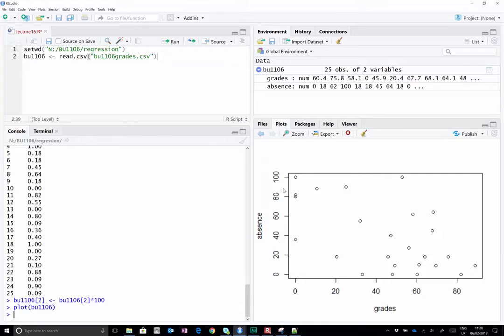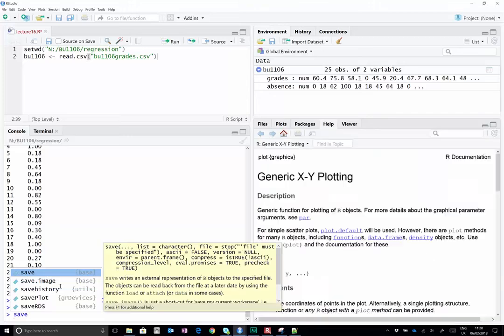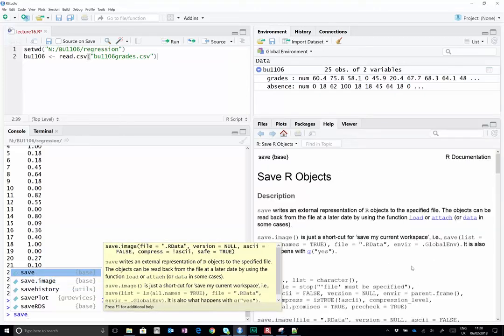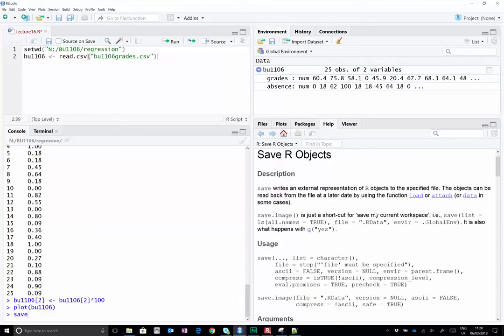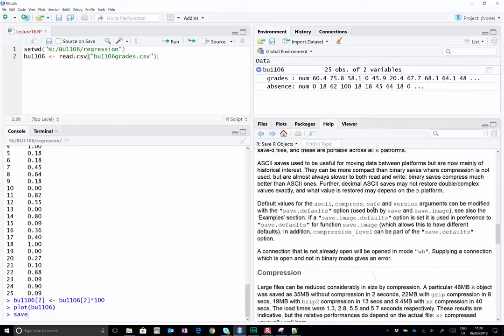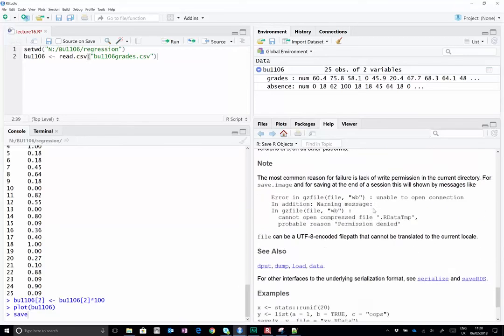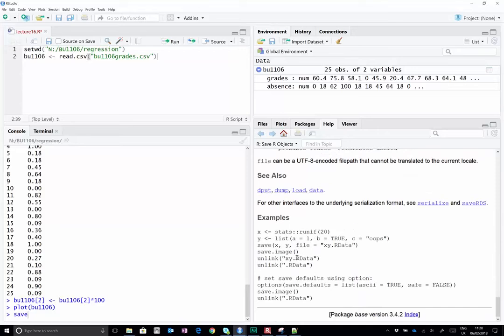Because I think I'll mainly work with it in R, I want to just save it in R format. So, how do I do that? There's a command called, have a guess? Save. Yeah, and I can press F1 again for additional help. It writes an external representation of R objects to the specified file. Usually there are some examples at the bottom, and the file extension we seem to use is .RData.